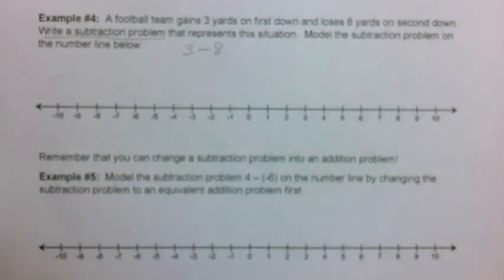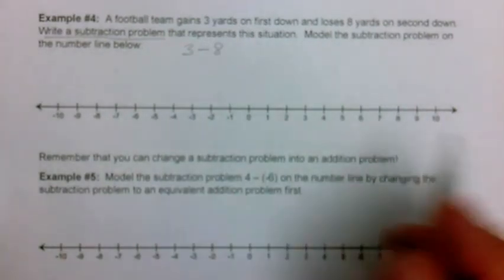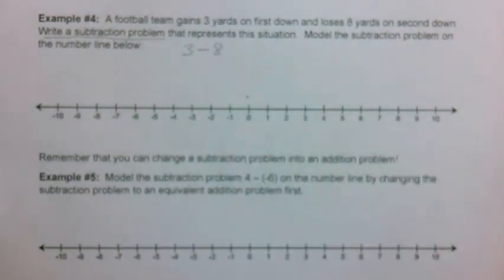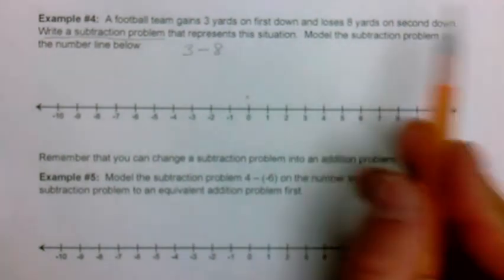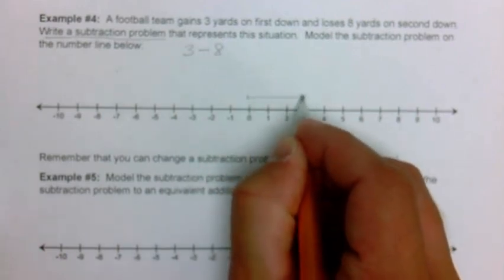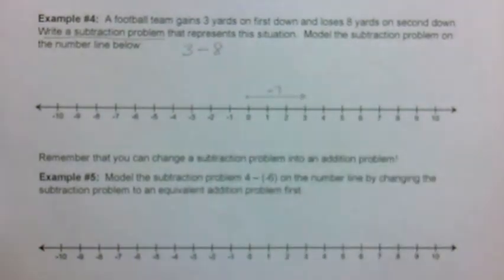Just like we did with addition, when we're doing subtraction on the number line, our first vector has to start at 0. And our first vector has to represent the first number in the subtraction problem, which is positive 3. So I'm going to draw my first vector 3 units to the right, ending at 3. And there's my vector positive 3.